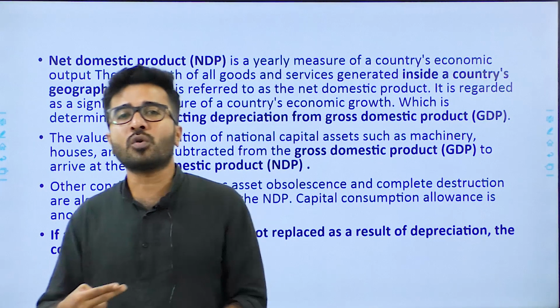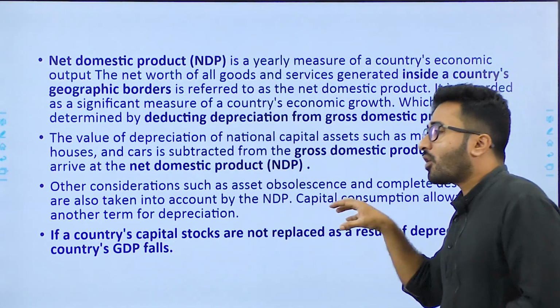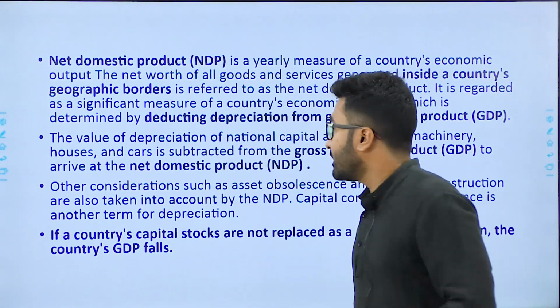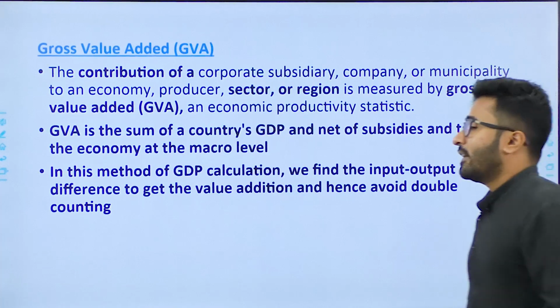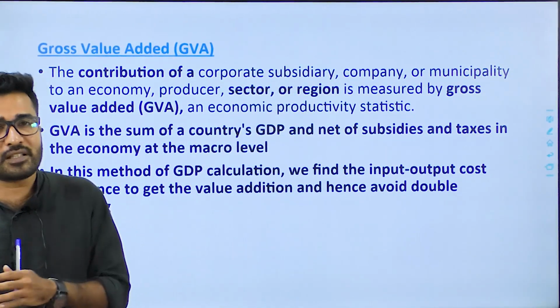Okay, so we may need to replace it or we need to maintain it. So by accounting that depreciation cost in the GDP, we will be getting NDP. Now, GVA. So GVA is nothing but the aggregate of GDP of different individual sectors.